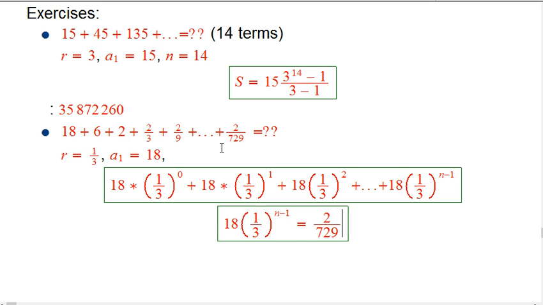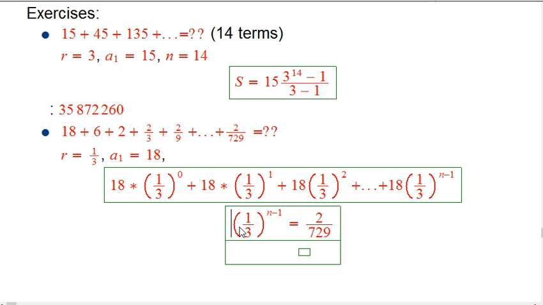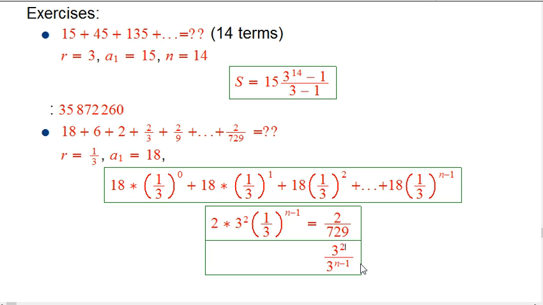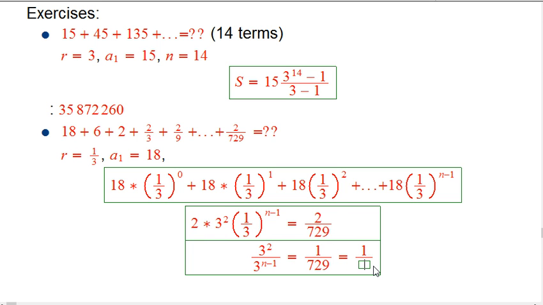What we can do is just figure out, there's a 2 here, and let's just take the 2 out. Let me just do it in place. That's a 2 times 9, or a 2 times 3 squared. Aha. Okay, so the 2's cancel, and I get 1 over 3 to the n minus 1 with a 3 squared on top is 1 over 729. Now hopefully that 729 really is a power of 3, and that's where you actually have to figure that out. Turns out that's 1 over 3 to the 6.